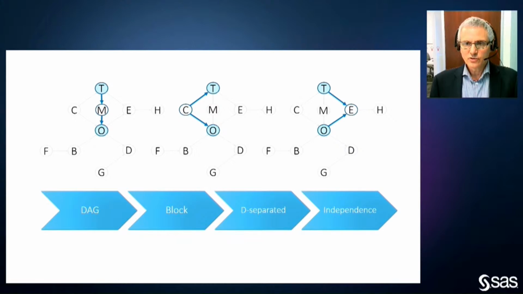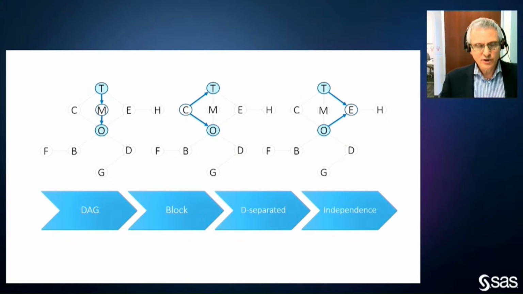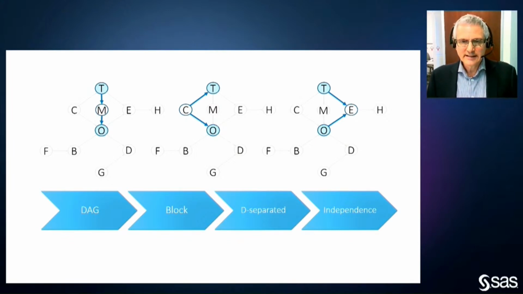Two nodes are d-separated when there is no connecting path between them. If a connecting path exists between two nodes, they are called d-connected. Now, in graphical terms, two nodes are d-separated when every path between them has been blocked. Two nodes are d-connected if there is at least one path between them that remains unblocked.